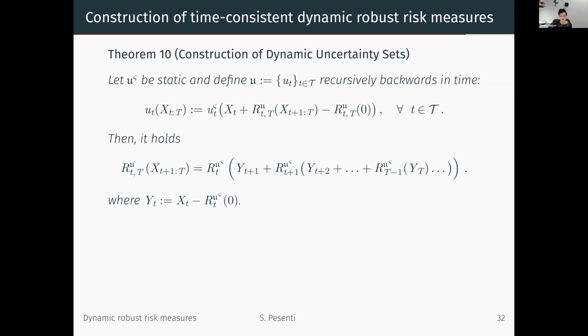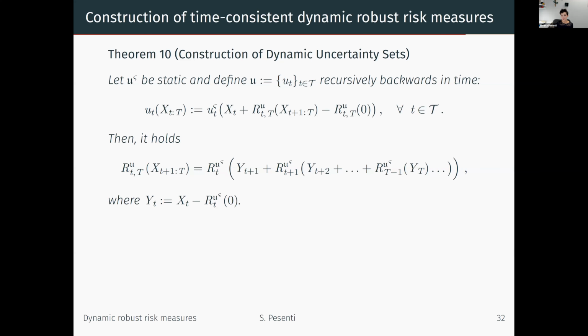So let's say we choose a static uncertainty set, and then we can define the uncertainty set U. The U of rho is my static one, recursively backwards in time. So the uncertainty at time t of my process is going to be the static one of the X_t plus the future risk to go. And again, we have to take care of what happens at the risk of 0.